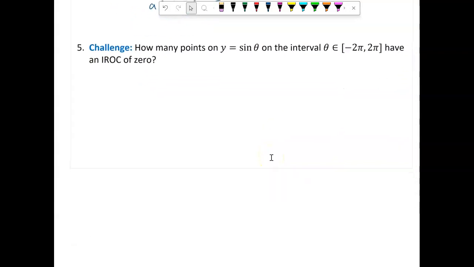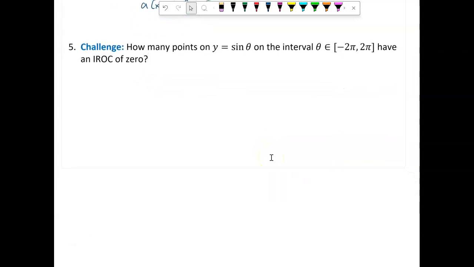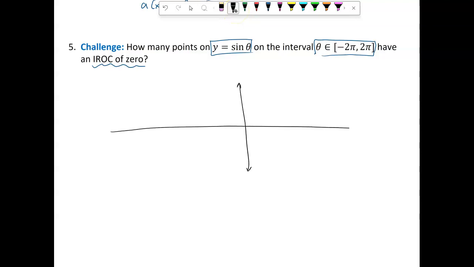So we're just going to go through the challenge question here, which is: how many points on y equals sine of theta on the interval between negative 2 pi and 2 pi have an IROC of 0? It's always good to draw a quick graph of your sinusoidal function. Because we're going from negative 2 pi to 2 pi, we're just going to make it large like that.